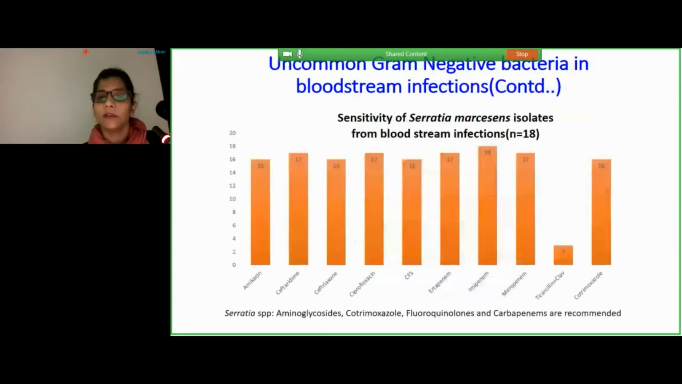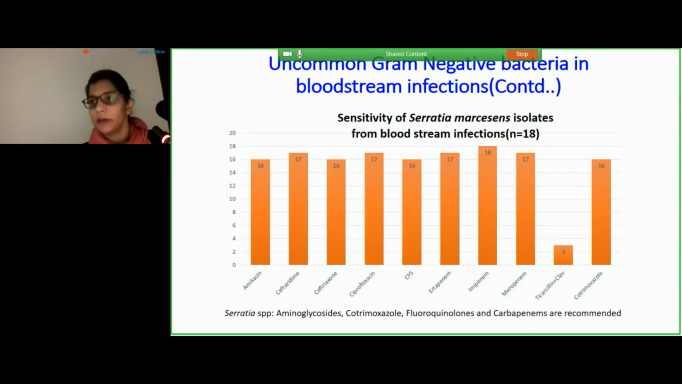Coming on to the sensitivity of these isolates, out of a total of 18 isolates, we can see that 100% sensitivity was for imipenem, followed by ceftazidime, ciprofloxacin, ertapenem, and others. And this was followed again by amikacin, cotrimoxazole, and ceftazidime.